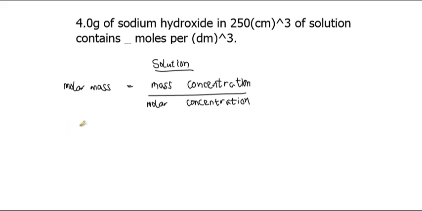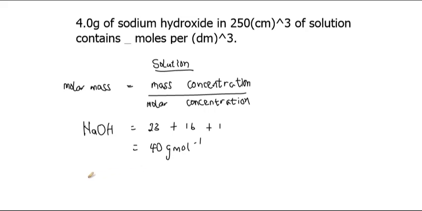So sodium hydroxide is NaOH. I have one atom of sodium, so we say 23 plus 16, the atomic mass of oxygen, plus 1, the atomic mass of hydrogen. So we have 40 grams per mole. We've gotten the molar mass of sodium hydroxide to be 40 grams per mole.